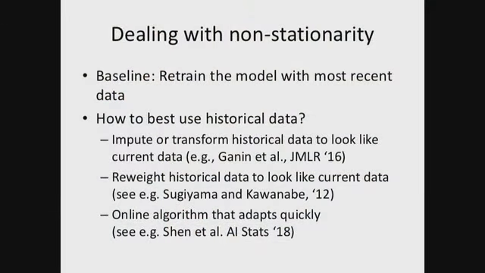A different approach, which is intimately tied to that, has to do with transforming the data. Instead of imputing it, transforming it into another representation altogether, such that that representation is invariant across time. And here I'm giving you a reference to this paper by Gan et al. from the Journal of Machine Learning Research 2016, which talks about how to do domain invariant learning of neural networks. And that's one approach to do so. And I view those two as being very similar, imputation and transformations.